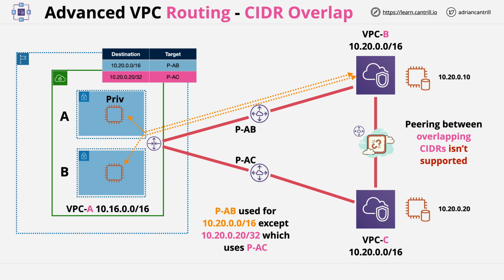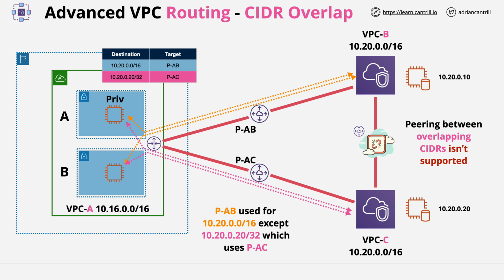And so the result of this is the top peer is used for everything in the 10.20.0.0/16 network, which leads to the VPC-B network, except the one specific IP, 10.20.0.20/32, and this uses the more specific route. Remember the priority order, longest prefix wins. And so using this method means that you can point specific IP addresses over the bottom VPC peer toward VPC-C and leave the default being the top VPC peer, which goes to VPC-B.